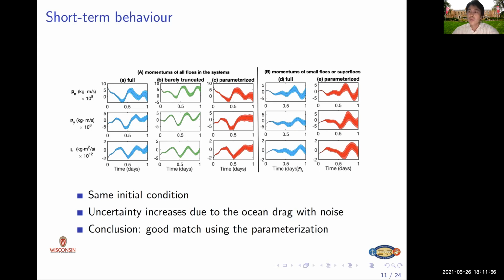So we have the ocean equation containing the noises. And these two panels show the comparison of the small floes in the floe system and the superfloes in the parameterized system. So we want to conclude here that the superfloe parameterized system preserves in a short time reasonably well the momentums in both directions and also the angular momentums.